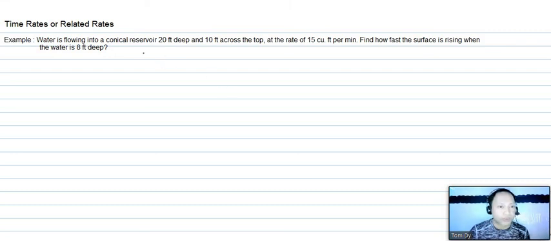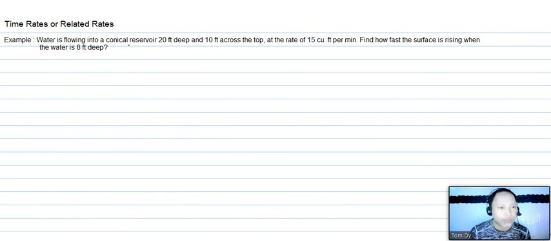We have our example with related rates or time rates. Water is flowing into a conical reservoir 20 feet deep and 10 feet across the top at the rate of 15 cubic feet per minute. Find how fast the surface is rising when the water is 8 feet deep. So again, when we solve this problem, of course, we have to draw a diagram based on the given data.